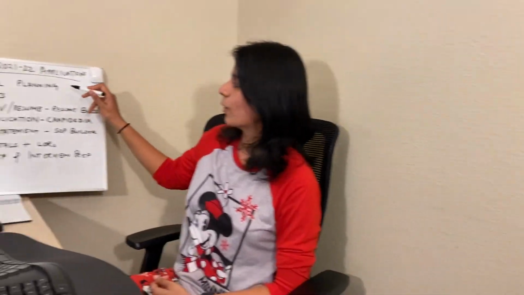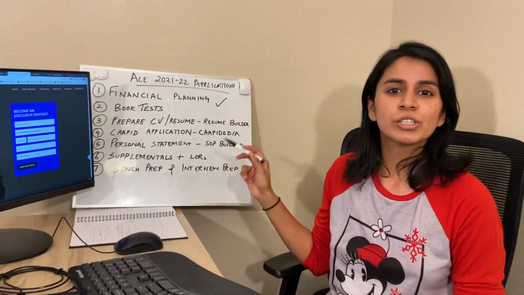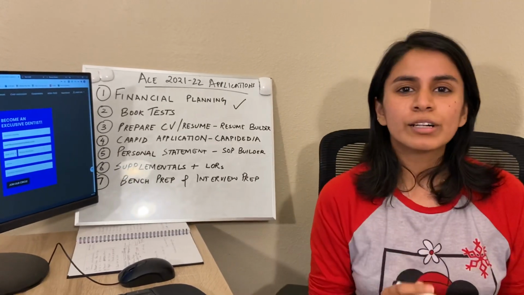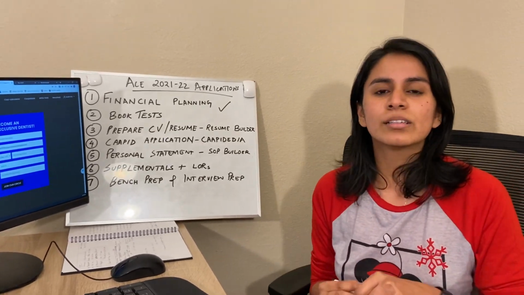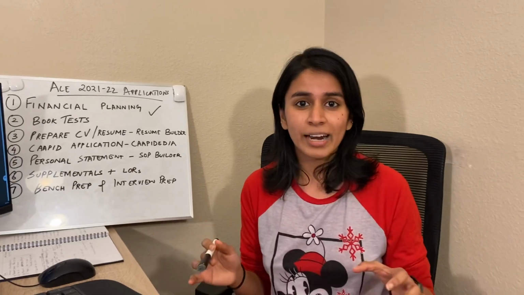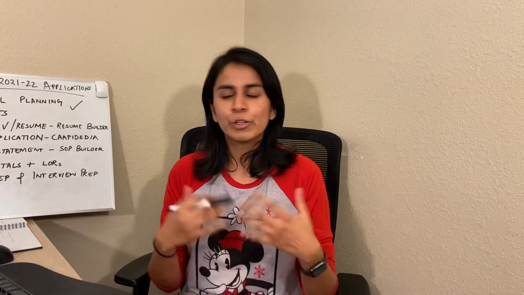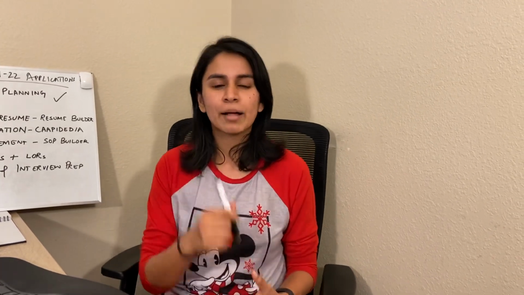The first thing you want to do is financial planning. Now, why is that the first step? It's the first step because it's so easy to get sidetracked. It's so easy to be overwhelmed by the amount of expenses that can come your way. So it's always better to sit down with your family, with your spouse, or with just by yourself and come up with a number that you are willing to spend for these applications.